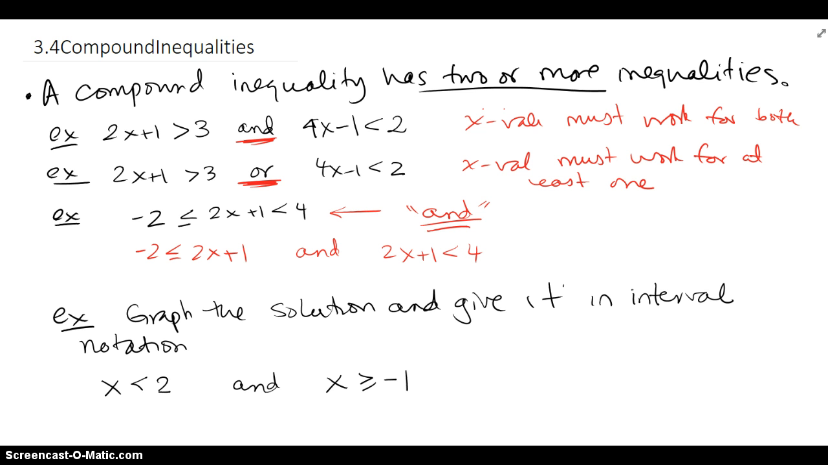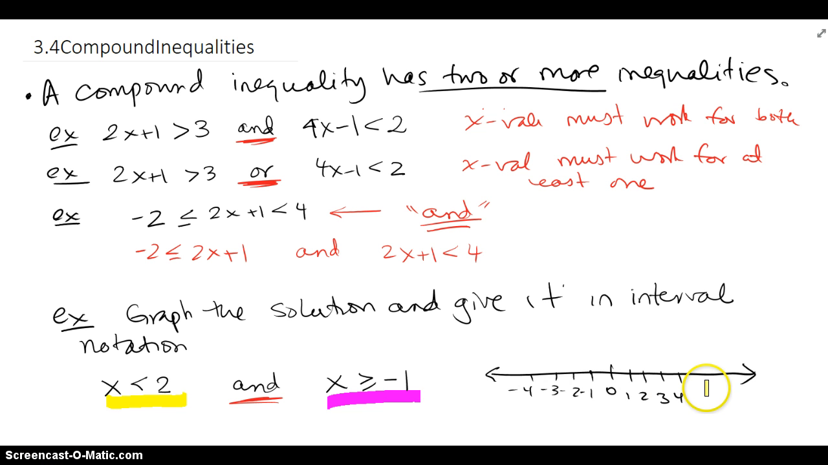So, an example. It says graph the solution and give it in interval notation. So we want to graph it on the real line: x is less than 2, and at the same time x also has to be greater than negative 1. So we have our real line, and the first piece says x has to be less than 2. So I'm going to go stand at 2, which is right here, and since it says x has to be less than 2, it must be all the stuff to the left of 2.